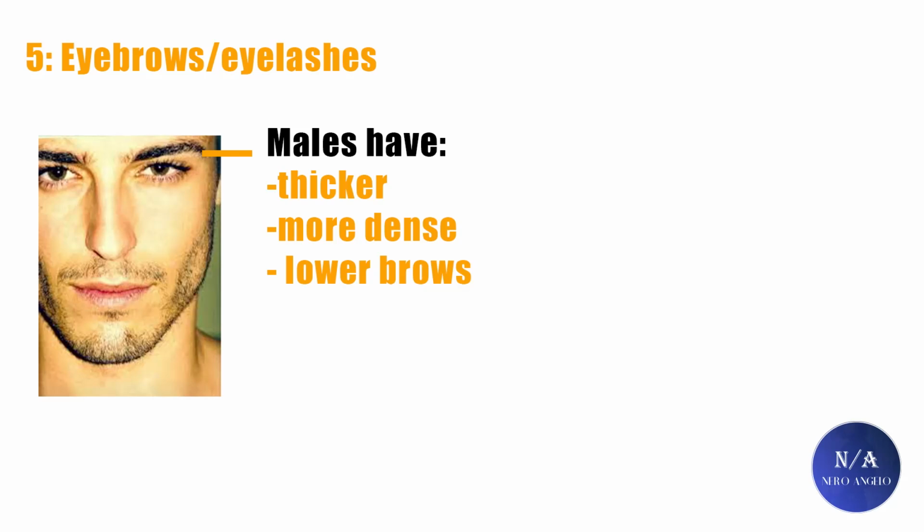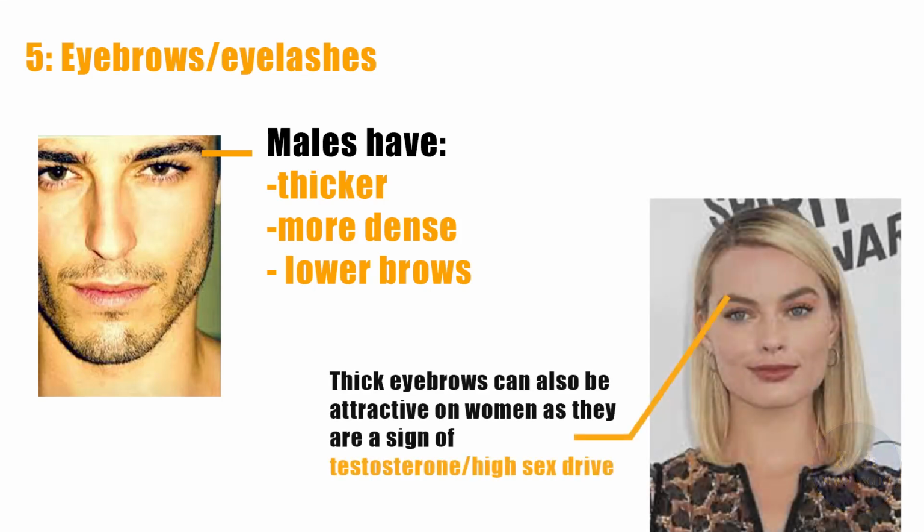Eyebrows and eyelashes. Males have thicker, more dense, lower brows than women, making the eyes better protected. Again, not sure about the dimorphism of the eyelashes, but long, thick eyelashes also make the eyes better protected and are a sign of youth and fertility. Somewhat thick eyebrows can also be attractive on women, as they are a sign of testosterone and high sex drive.